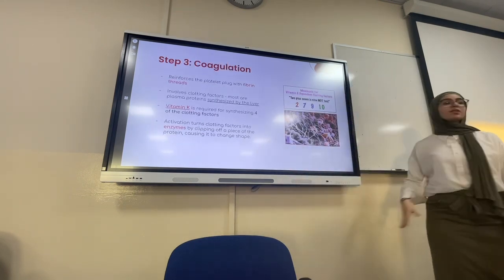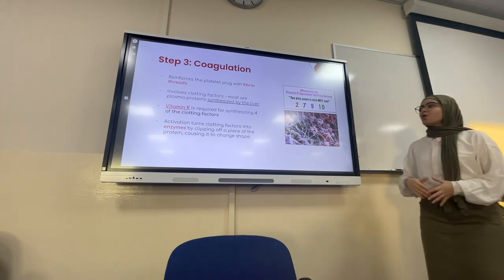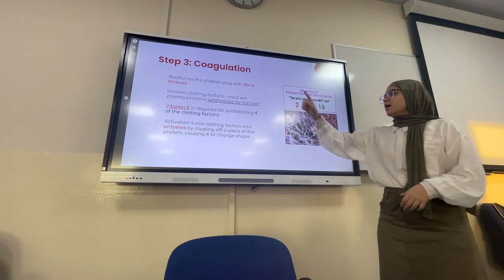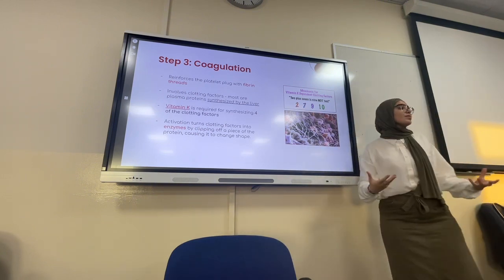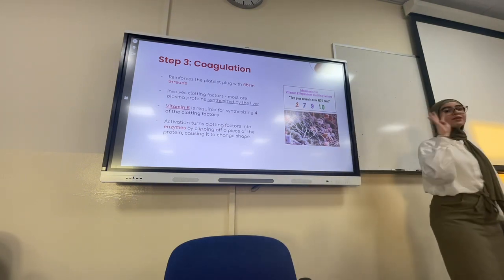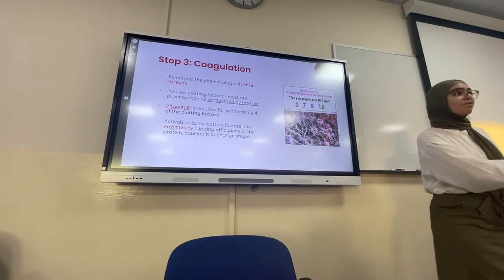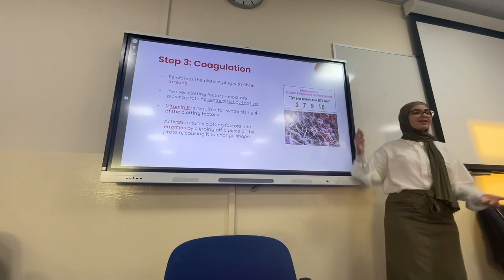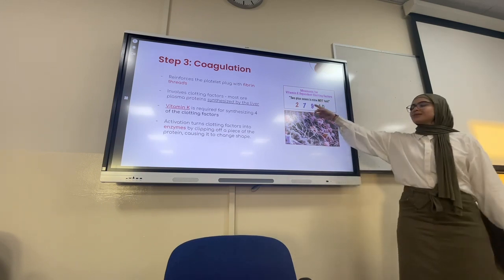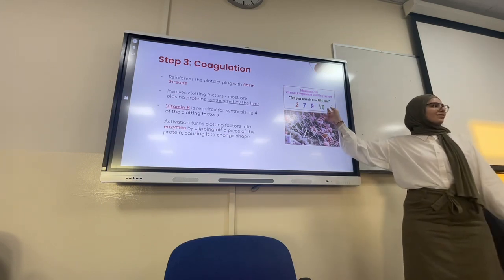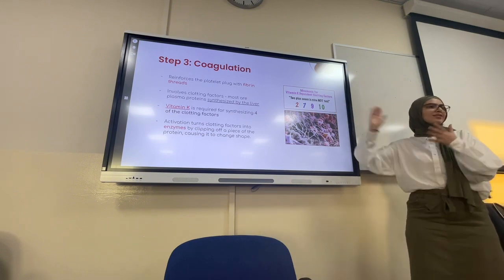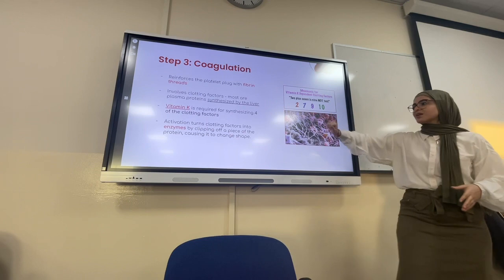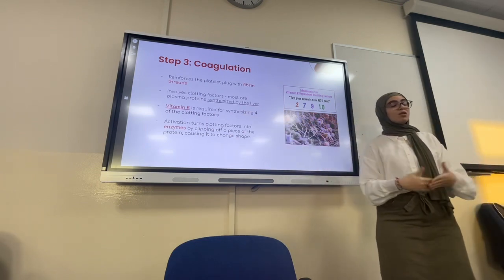And that's where we come in, the coagulation process. It reinforces the platelet plug with fibrin threads. It involves clotting factors. Most of them are synthesized by the liver, but there are four clotting factors which require a vitamin, which is vitamin K. I tried to find something to help you remember this: 2 + 7 is nine, not 10. That's just one way to remember the four clotting factors.